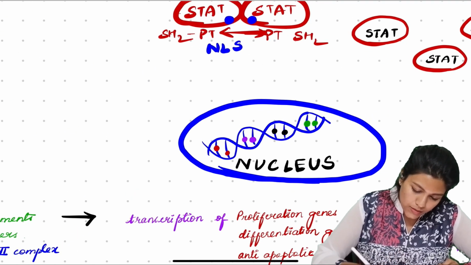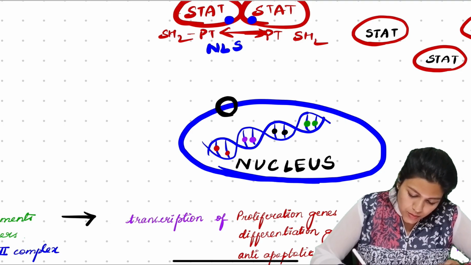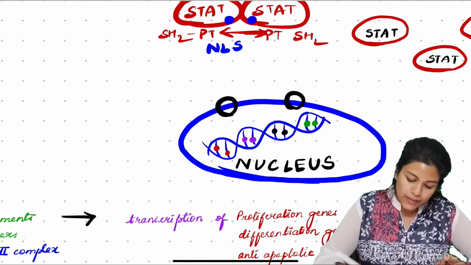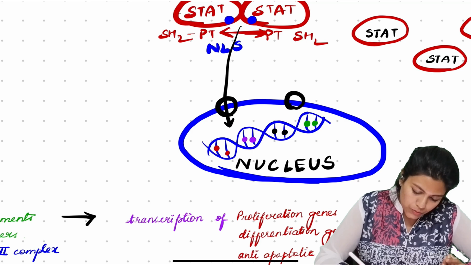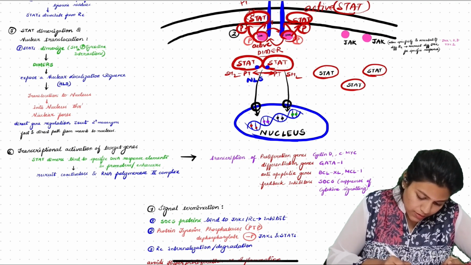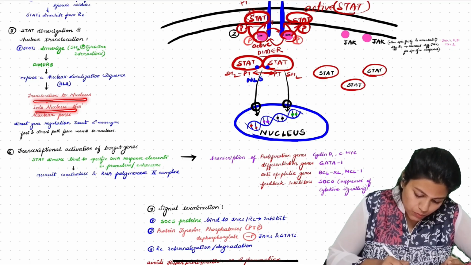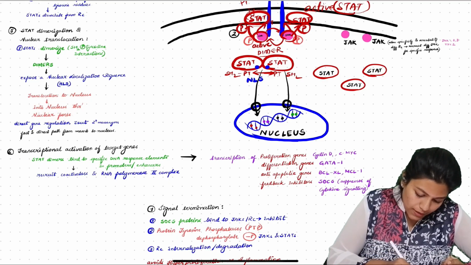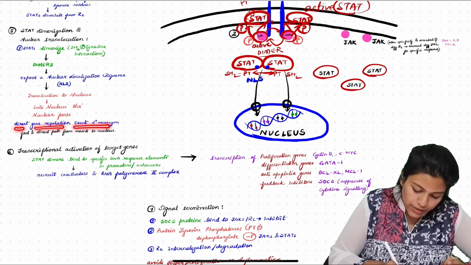They enter the nucleus via certain pores. These are the pores of the nuclear membrane. These dimers will enter through these pores. It will enter the nucleus. It will translocate into the nucleus through the nuclear pores, and they cause direct gene regulation without secondary messengers.